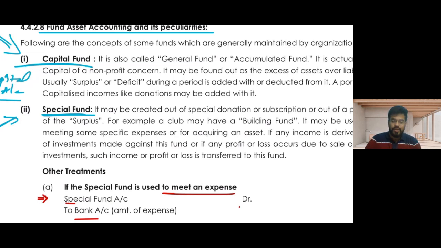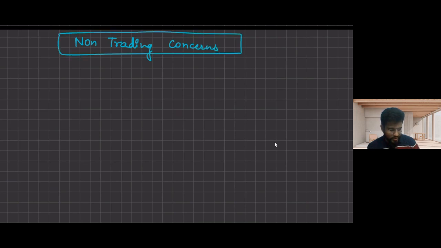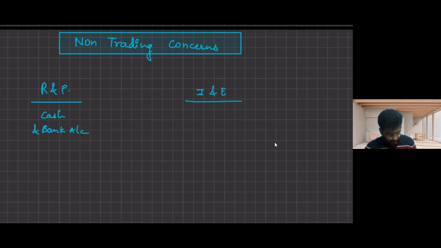In the last lecture, I started with a topic called accounting for non-trading concerns. Now everybody knows what the non-trading concerns are. We started with two accounts: the receipt and payment account, which I told you is just like your cash and bank account, and the income and expenditure account, which is just like your profit and loss account.